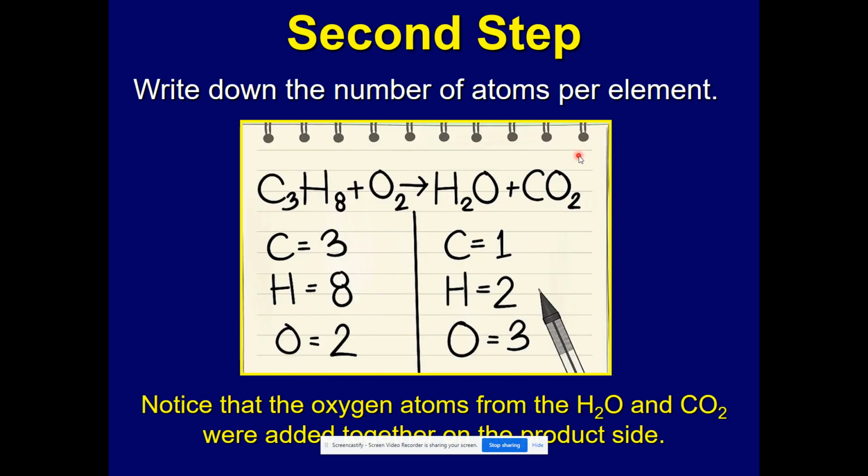Okay, then we're going to write down the number of carbon atoms on the reactant side and carbon atoms on the product side. And we're going to do that for each of the elements. So here there are 3 carbon atoms on the reactant side and there's only one carbon atom on the product side. On the reactant side there's 8 hydrogen, and there's only 2 hydrogen on the product side. On the reactant side there's only 2 oxygen, but over here there's 2 here, plus this one, so there's 3.